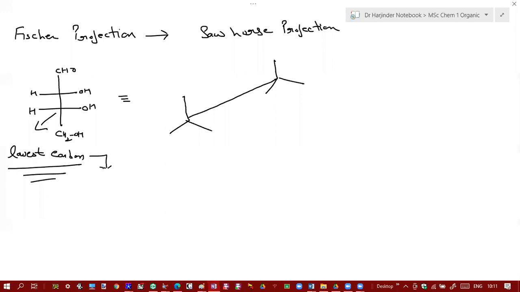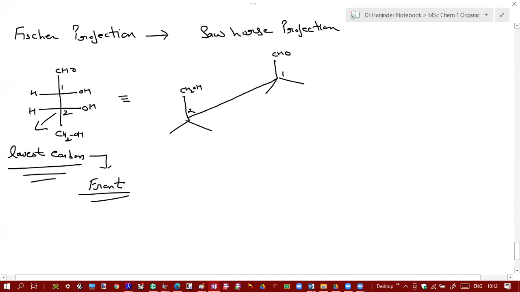Your lowest carbon is the front carbon in Sawhorse projection, or even in Newman projection. So suppose this is 1, 2. So this is your 2, this is your 1. So in Fischer projection, the lowest carbon is the front carbon in Newman projection. Then what we do is, groups present on the vertical line are written directly behind each other on the upper side. Most of the time we write on the upper side. So this CH2OH will come on this carbon number 2, and this CHO will go on carbon number 1.